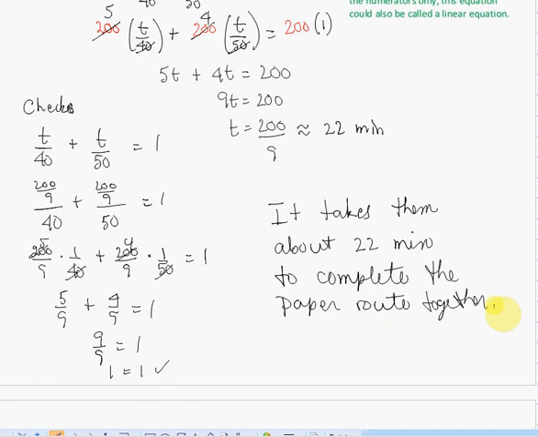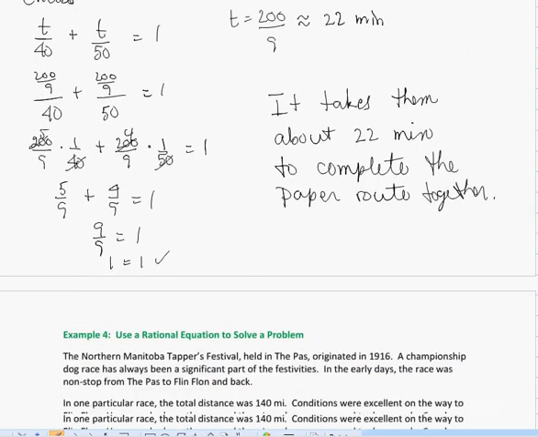Let's move on to our second word problem.